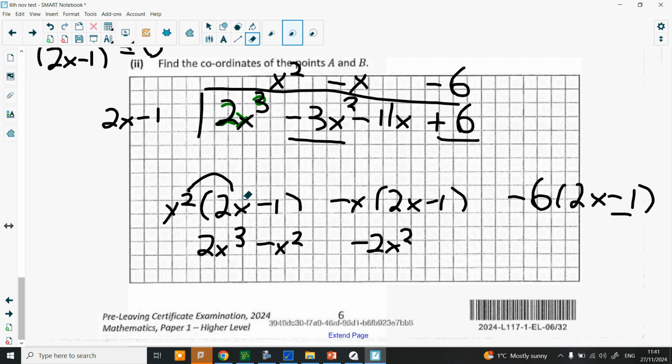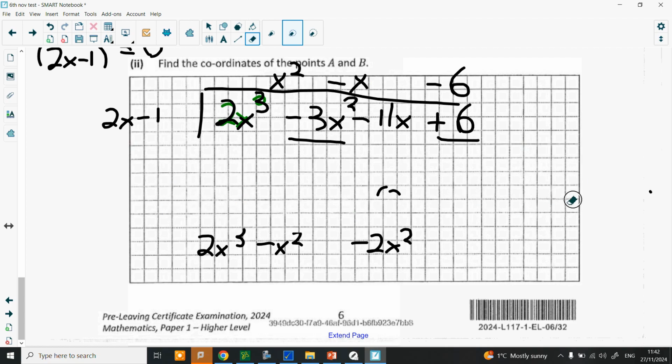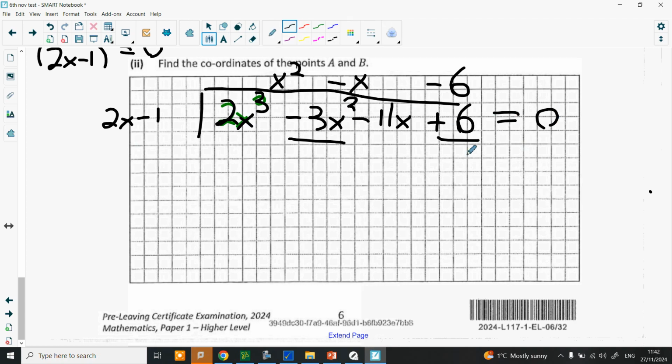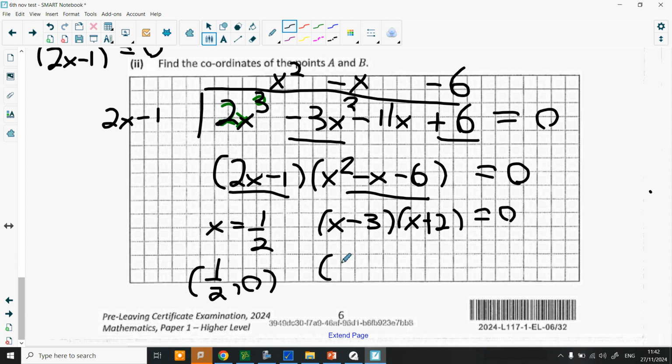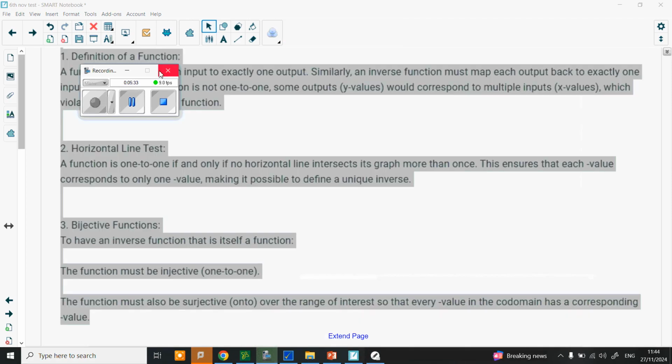Okay? So what we're claiming now is that this cubic that equals 0 is actually the exact same thing as (2x minus 1)(x squared minus x minus 6) equals 0. If we factorize this, which we have done, we get x equals a half, and we know that point is (a half, 0), don't we? But we're going to have to factorize this, and what do we get? (x minus 3)(x plus 2), and when we solve that, we're going to get (3, 0) and (minus 2, 0). Cool?